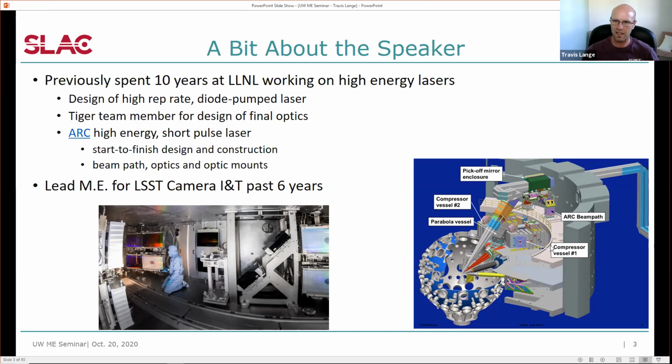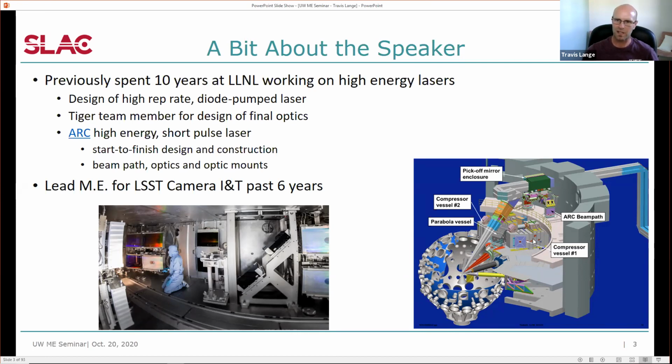To give you a sense of scale, this ball here is 10 meters in diameter. This chamber right here, it says compressor vessel 1. That is roughly 10 feet across and 20 feet long, and that was a vacuum chamber that was in the 10 to the minus 5 torr region. So not extremely high vacuum, but still nonetheless a large vacuum chamber. And there were 2 of those.